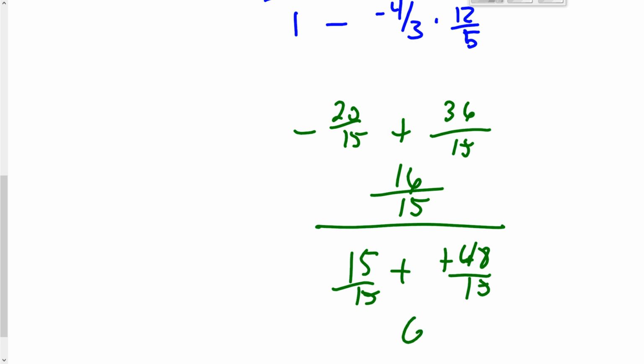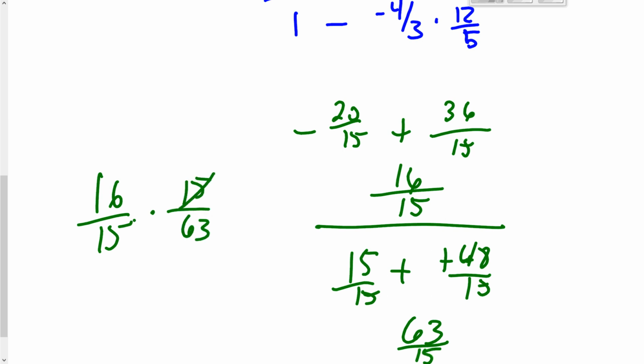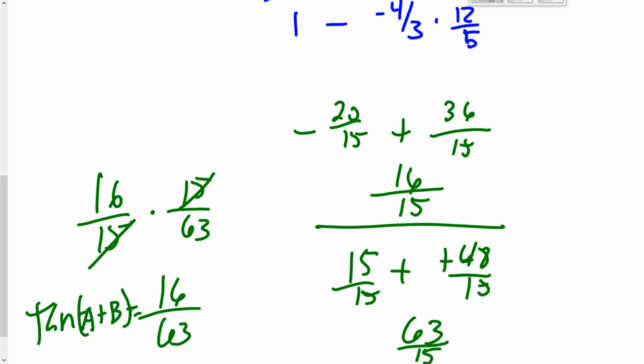So we're actually going to get a positive 63 over 15. Then that flips, so it becomes 16 over 15, instead of divided by 63 over 15, times 15 over 63. And so these will cancel out, and then we get 16 over 63. So tan of a plus b is equal to 16 over 63.